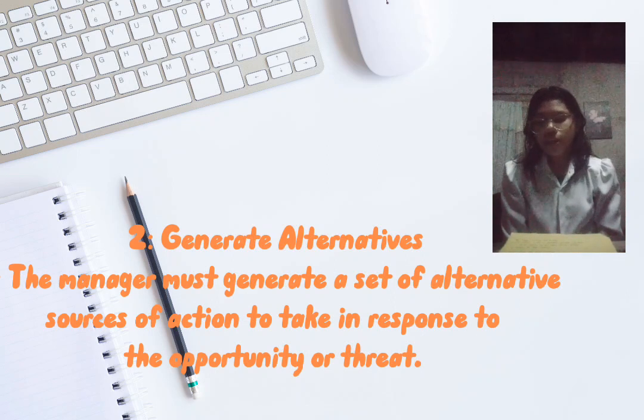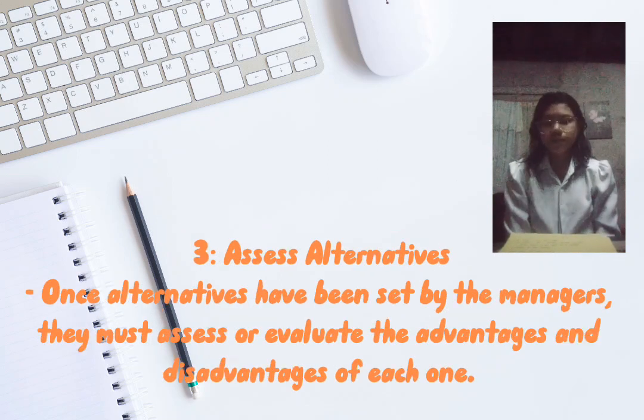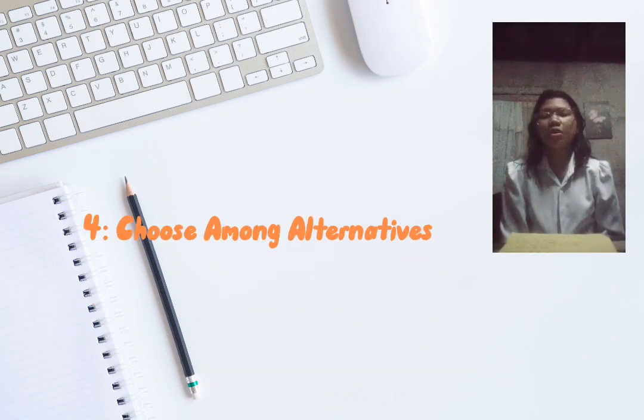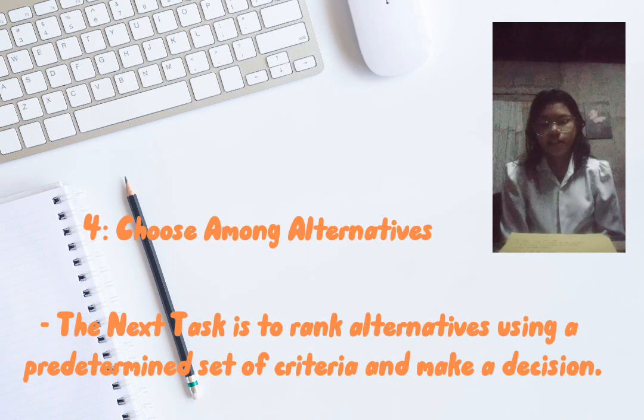So number 3 is assess alternatives. Once alternatives have been set by the managers, they must assess or evaluate the advantages and disadvantages of each one, or choose among alternatives. The next task is to rank alternatives using a predetermined set of criteria and make a decision.